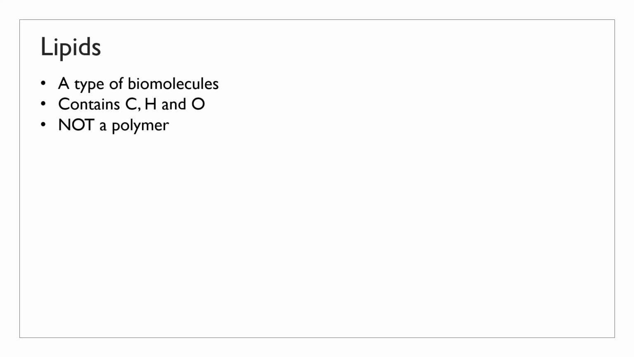A lipid is a type of biomolecule. Now the words lipids and fats are generally used interchangeably in VCE chemistry, and it is a type of biomolecule that contains carbon, hydrogen, and oxygen. The interesting thing about lipids is that compared to the other two types of biomolecules, lipid is not a polymer. And in VCE, we focus specifically on triglycerides. There are other types of lipids, like phospholipids, for example, some of you may have heard of, but we are only going to look at triglycerides this year.